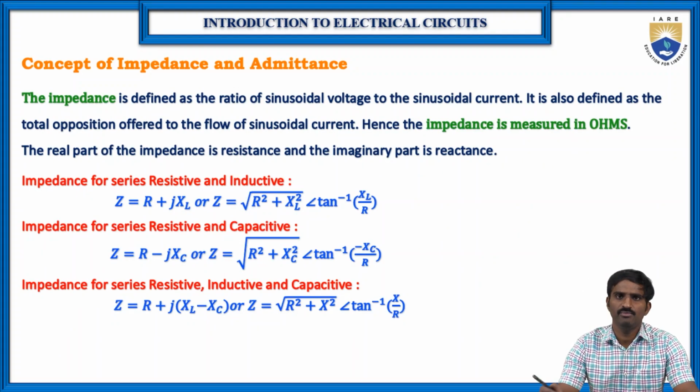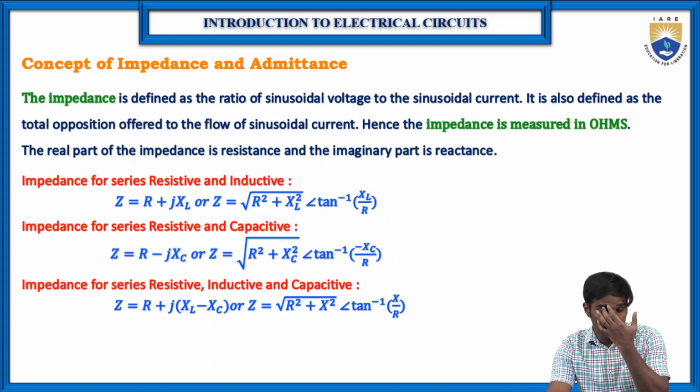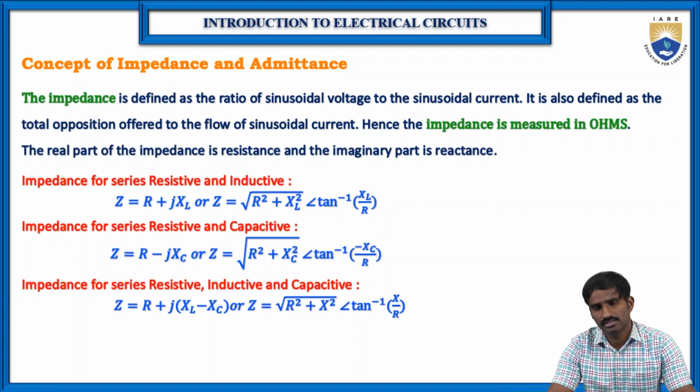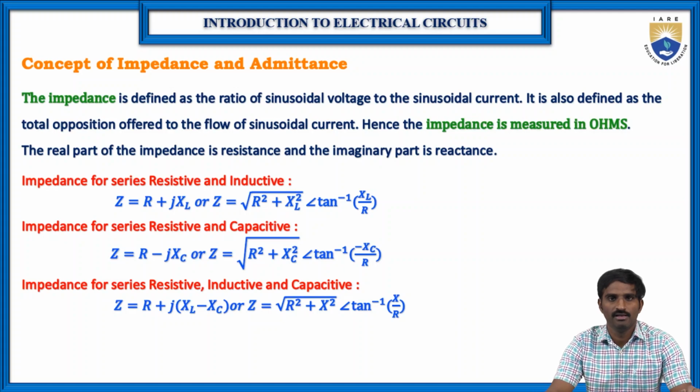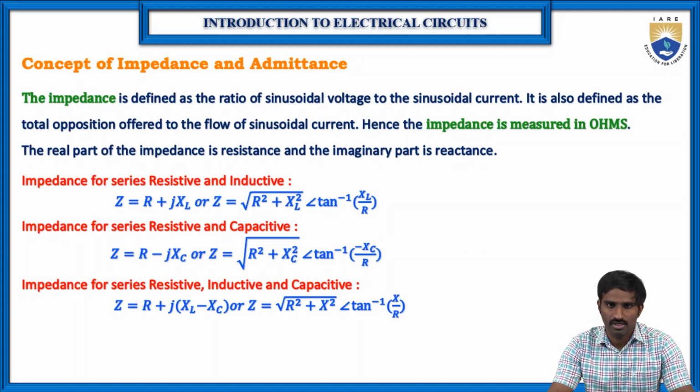Then the concept of impedance and admittance. As we have just discussed, if two resistors are in series, we can simply say R1 plus R2. If the two resistors are in parallel, the equivalent resistance is R is equal to R1 R2 by R1 plus R2, or in other words 1 by R is equal to 1 by R1 plus 1 by R2.